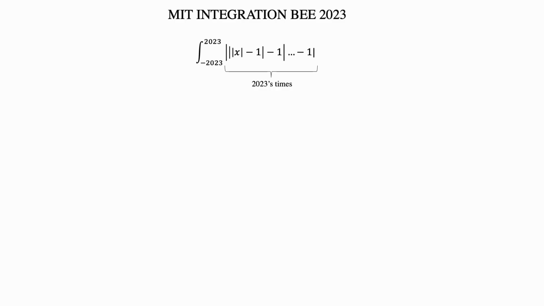So let's solve this MIT integration bee 2023 problem. You have a bunch of absolute functions bunched together. One thought to solve this problem is, I can't expand 2023 terms, right? I can't open this absolute function. It's going to be a mess. So there needs to be a pattern. That's where your thought should go. You need to find a pattern to solve this problem. Otherwise there is no way you can solve this problem.